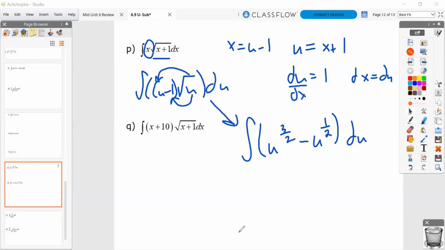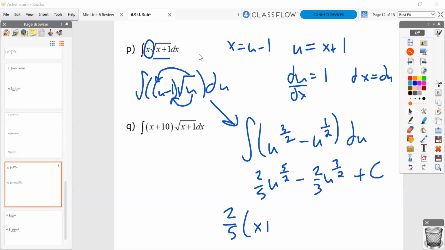Now all we have to do is power rule. Well, undoing power rule, right? So this becomes u to the 5/2 times 2/5 minus u to the 3/2 times 2/3 plus c. Our final step is, hey, you got to plug u back in. You can't just leave it out there. So we're going to make that x plus 1 to the 5/2, and then minus 2/3 times x plus 1 to the 3/2 plus c.